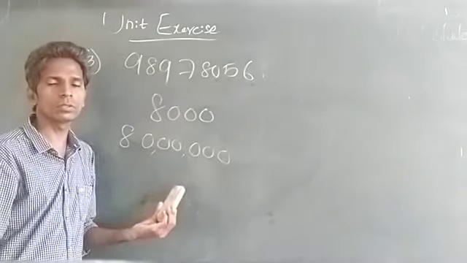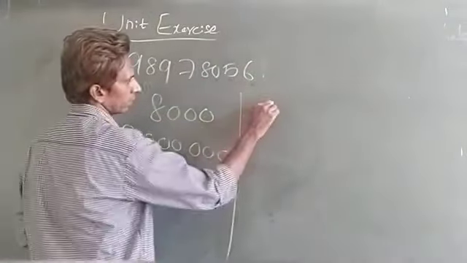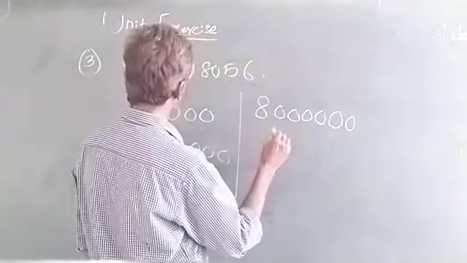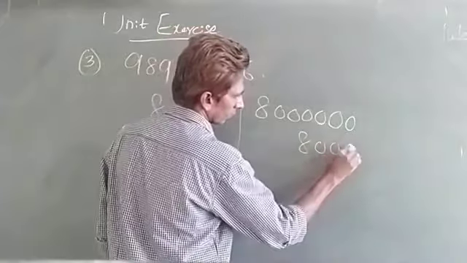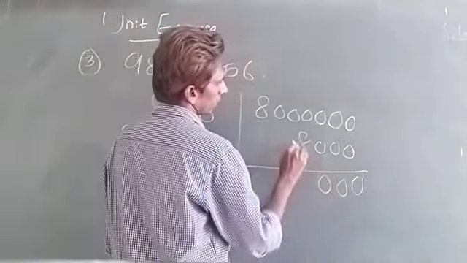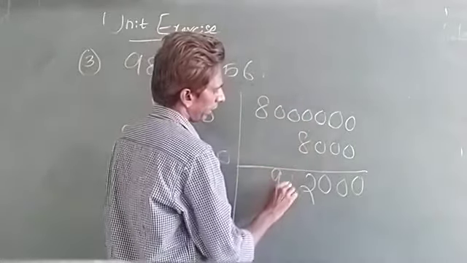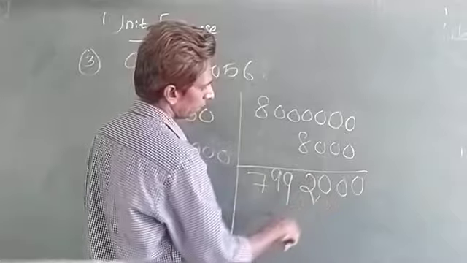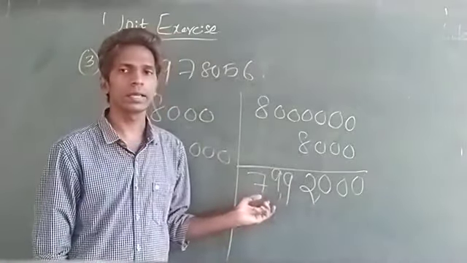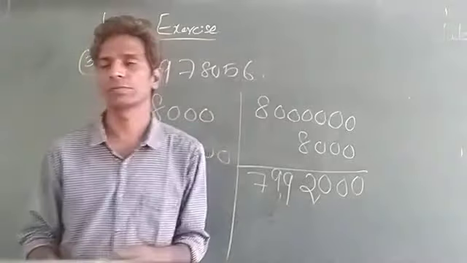Two numbers are there. For these two numbers, you want to do the difference. Difference means subtraction. So 0, 0, 0. I am taking a borrow from the 8 onwards, so it will become 7, and the 9s remain. So what is the value? 79 lakhs 92,000. So that is the difference between the place values of the two 8s. Like that, you want to find out. See the next one.